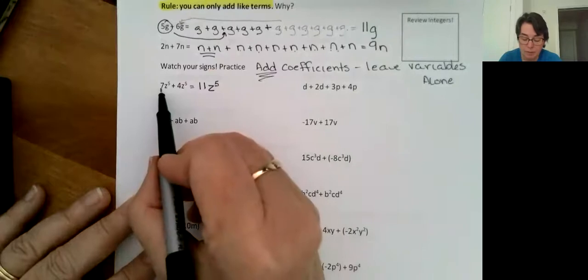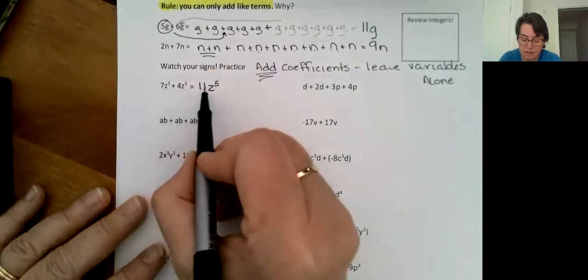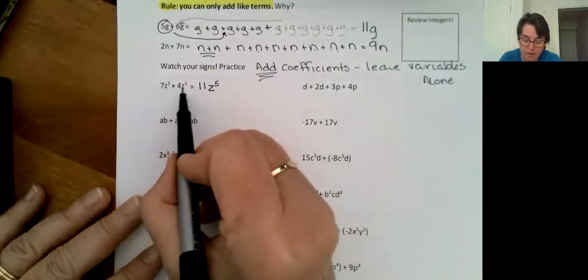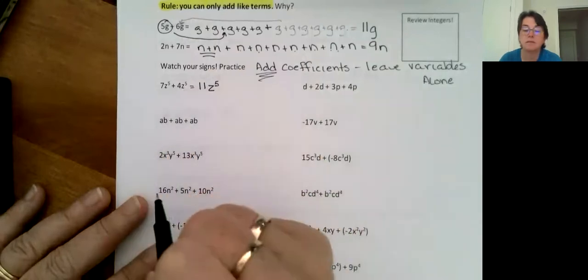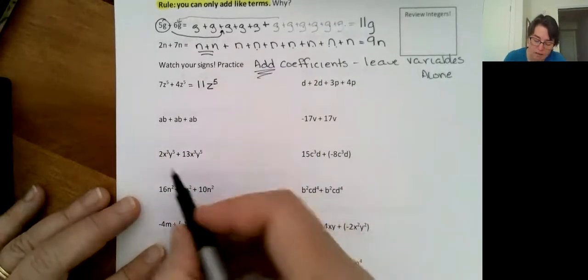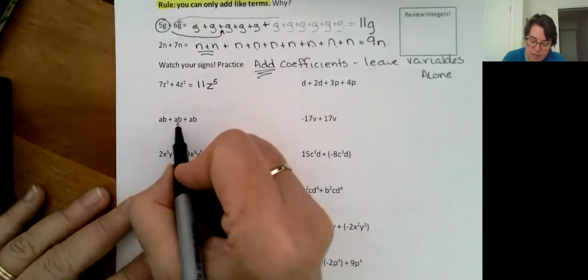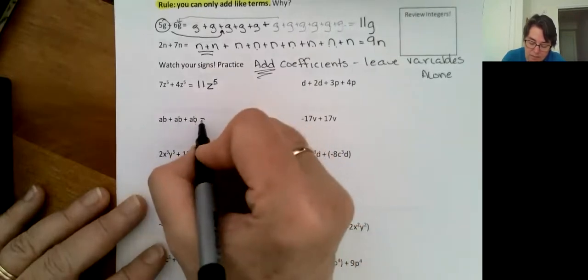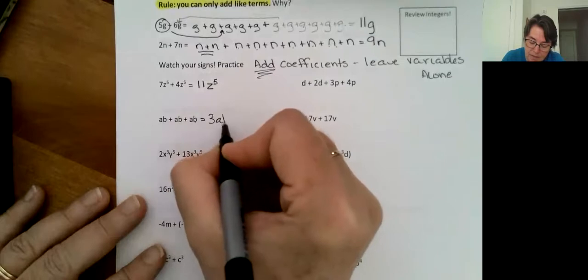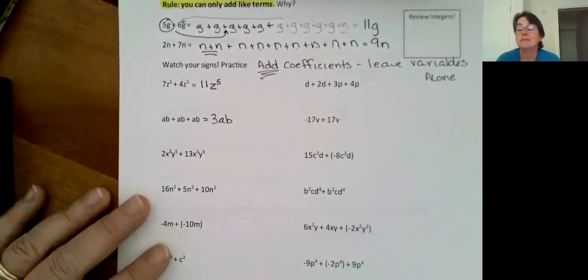So we add our coefficients. 7 plus 4 is 11. And then we bring our exponent and our variable along. Ta-da. I got ab plus ab plus ab. Well, how many are there? There's 3 abs. Yeah, that's it.